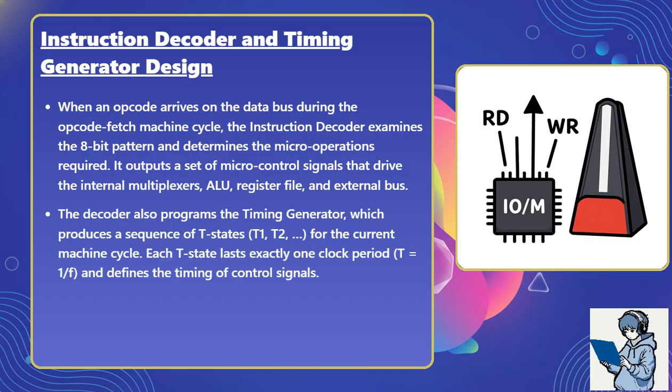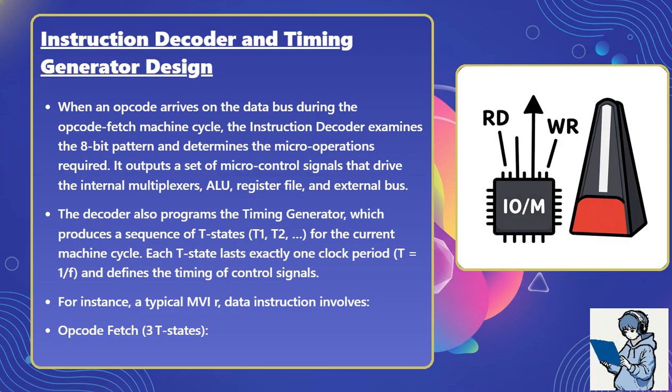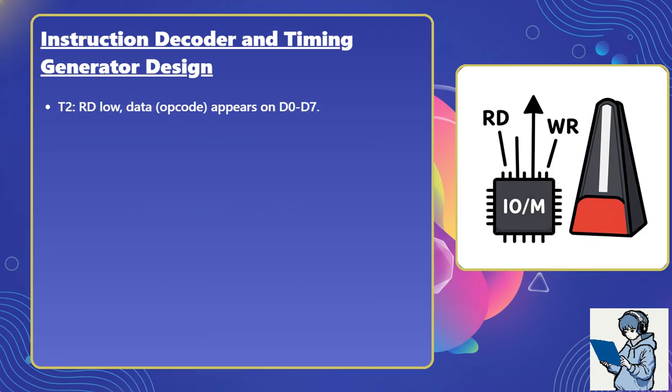The decoder also programs the timing generator, which produces a sequence of T-states, T1, T2, and so on for the current machine cycle. Each T-state lasts exactly one clock period, T equals 1 over F, and defines the timing of control signals. For instance, a typical MVI R, data instruction involves opcode fetch, 3 T-states. T1: ALE high, address placed on bus, PC incremented. T2: RD low, data opcode appears on D0 to D7. T3: RD high, ALE low.